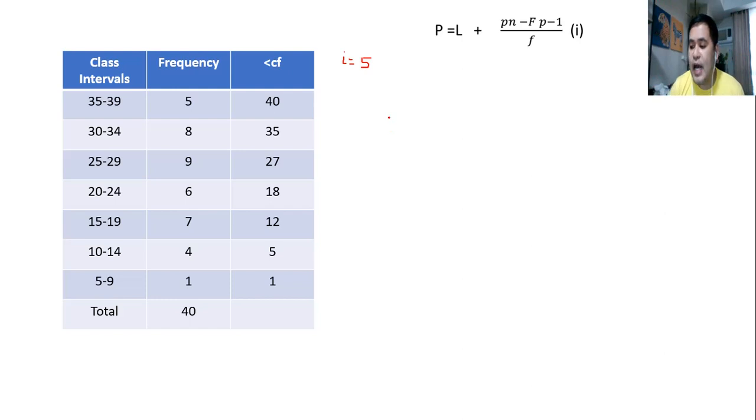So say, for example, you are asked to find Q sub 1, Q1. So Q1 is also equal to, if you go back again, we can use the percentile formula to find Q1. And Q1 is equal to P25, as I've mentioned a while ago.